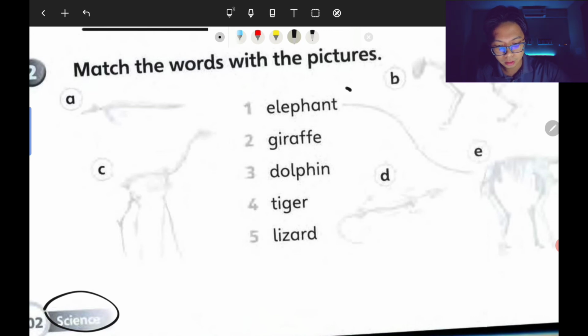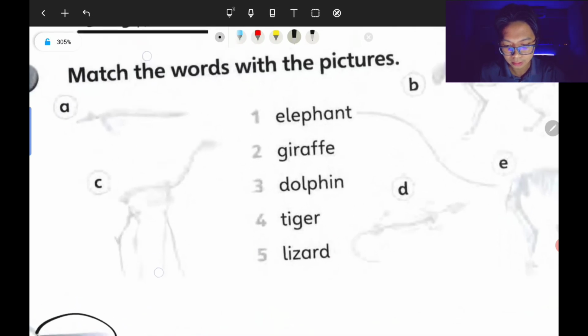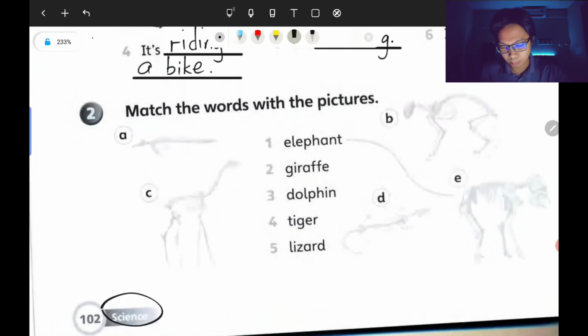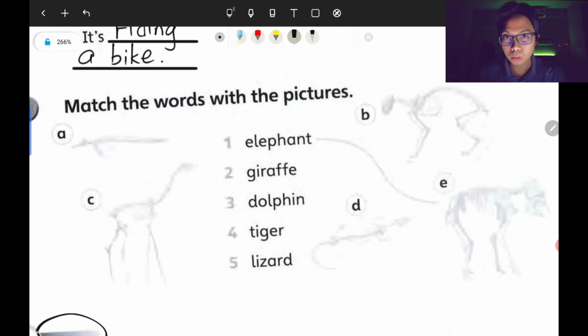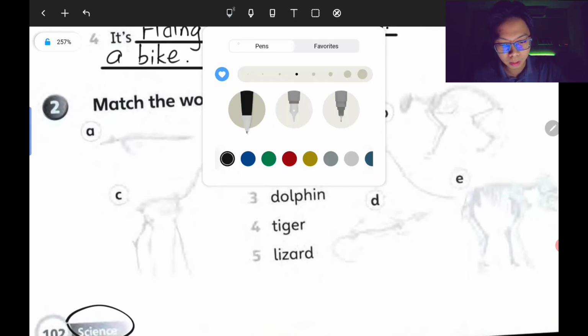Until 5. The first one, the animals. The first one is elephant. Second one is giraffe. Okay. Dolphin, tiger, and lastly we have lizard. Okay. So on my digital book it's not that clear. I barely can see. Okay. But on your workbook, I hope it's clear. I'm sorry for this one, but for this one you can use your color pencil.